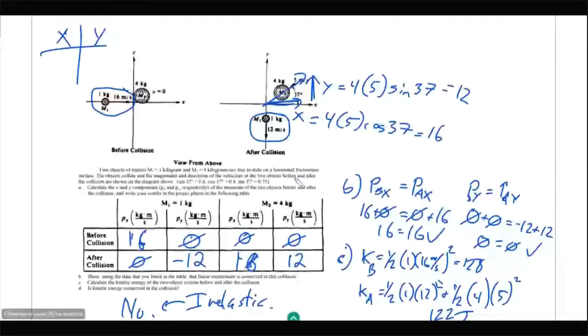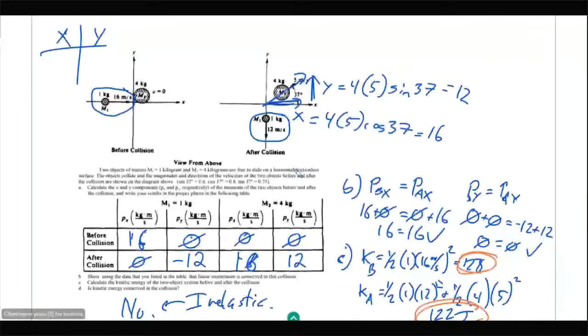Carol, how do I know energy is not conserved in this case? I know it's not conserved because I got my total energy before the collision to be 128 joules, and afterwards it's 122 joules. They are not the same number, so we do not have a conservation of kinetic energy. Therefore, it's an inelastic collision.